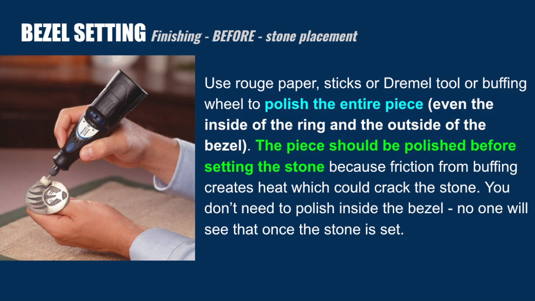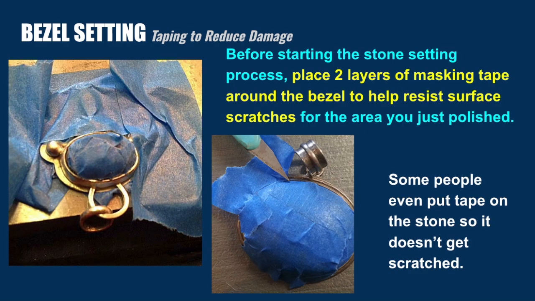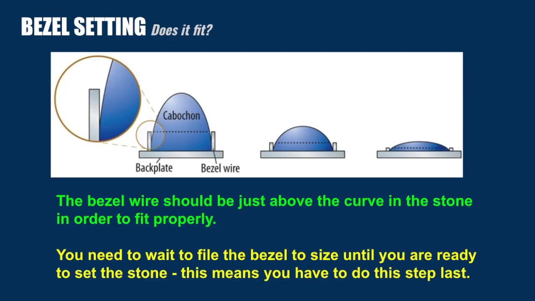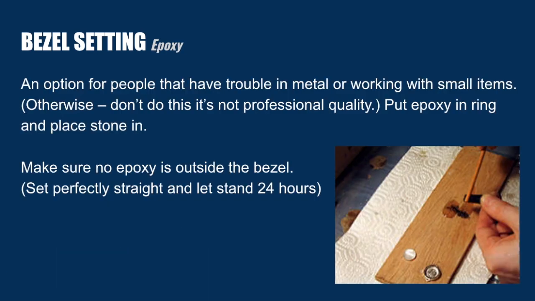Once your piece is completely buffed and shiny, you'll need to put 2 layers of blue tape on it to protect it as you are using tools to set the stone. You can then take a file and file the bezel so it's the appropriate size, just over the curve of the stone, and paper thin so it can be pushed over the stone with ease. You can also use epoxy or glue to set the stone in place, but this is less professional, so only use this as a last resort if something happened to your bezel and it became too short to hold the stone down.